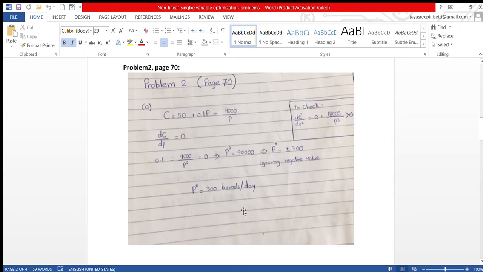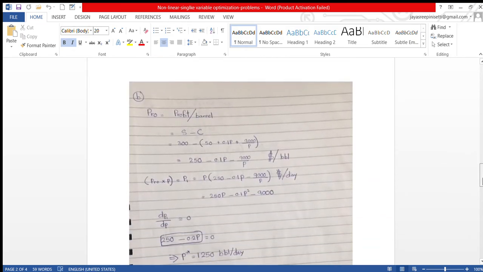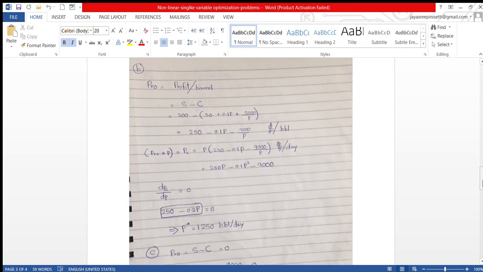To check that it is a minimum, we should find the second derivative. The second derivative should be greater than 0. It is 18,000 over P cubed. Since P is positive, this value is positive, so this is correct. Now let's go to B.